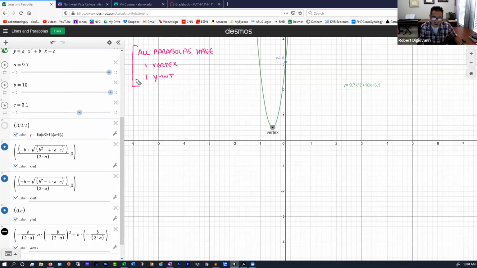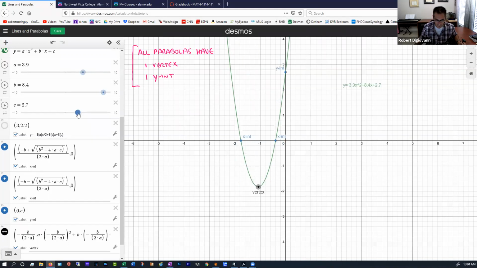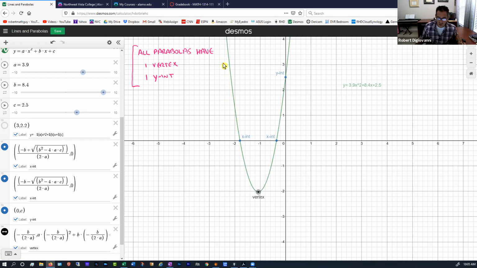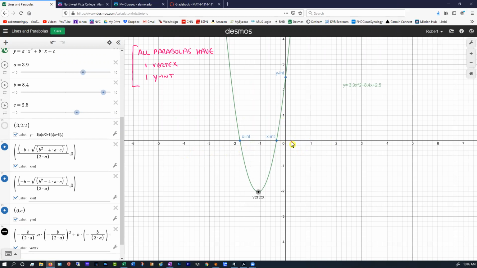Now, let's talk about X-intercepts. How many X-intercepts do I have? 2. Okay. Is it possible to have 3? Can I draw a U that would have 3 where it hits the x-axis, more than twice? No, it'd be impossible. So it looks like 2.